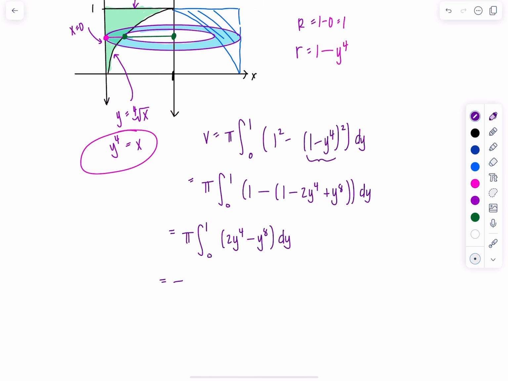All right, I'm ready to antidifferentiate. Pi times, this will be 2/5 y to the 5th minus 1/9 y to the 9th. No more dy, no more integral sign. Just evaluate from 0 to 1.